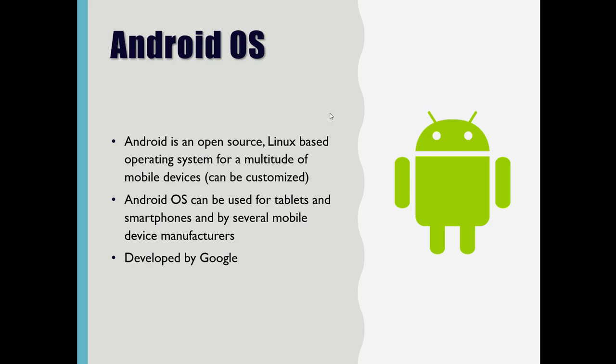So these companies spend a lot of money customizing it. Samsung and all these, they customize the Linux operating system just for their phones. But it's free, so they can do that. Apple's iOS is only on an iPhone. Here, the Android OS can be used for tablets, smartphones, all types of mobile devices. So this is actually the most popular operating system on the planet, and it was developed by Google.